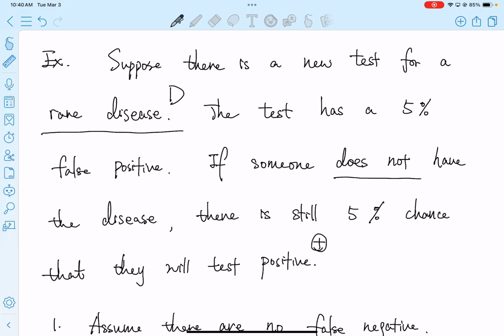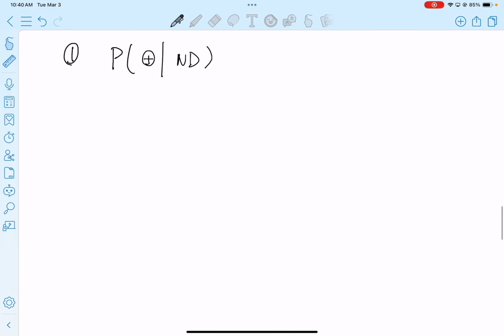So the person does not have the disease, but still tests positive. So P of plus, conditional on not having the disease, has a 5% chance. So that is the first piece of information we have here. In mathematical language, P of plus conditional on ND, no disease, is equal to 0.05. That's the first information that we collect from the question.